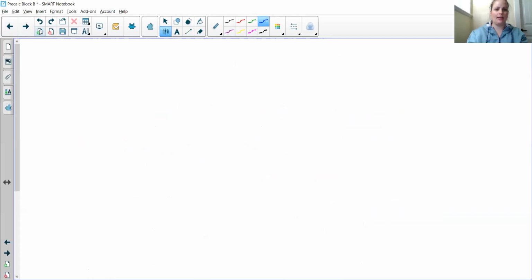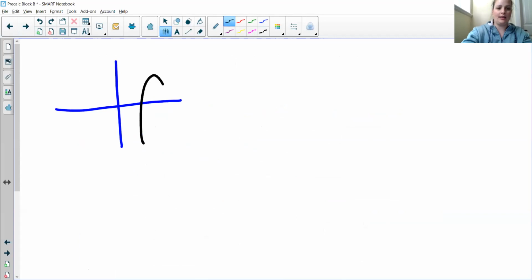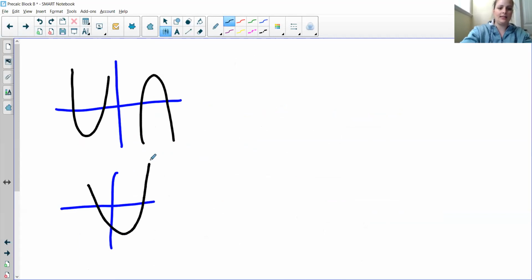So just to reiterate that, if a parabola looks like this, or you can have ones that go like this, it's crossing the x-axis in two places. So it has 2 x-intercepts.